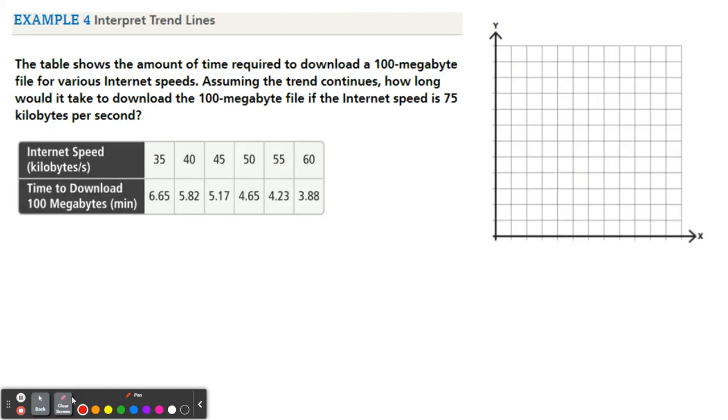So here we go. It says the table shows the amount of time required to download a 100 megabyte file for various internet speeds. Assuming the trend continues, how long would it take to download the 100 megabyte file if the internet speed is 75 kilobytes per second?